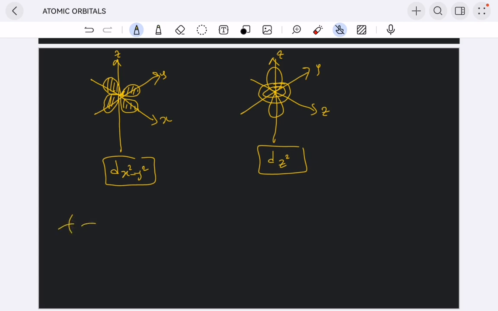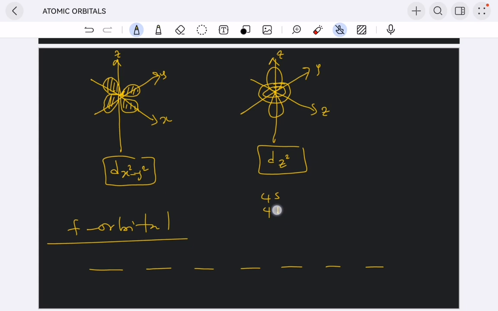Then we have the f. Let me do this. We have the f orbital, which is more complex, but these are supposed to be 7: 1, 2, 3, 4, 5, 6, 7. So here we have the 4s, the 4p, the 4d, and the 4f. So these are supposed to be 7 sublevels.